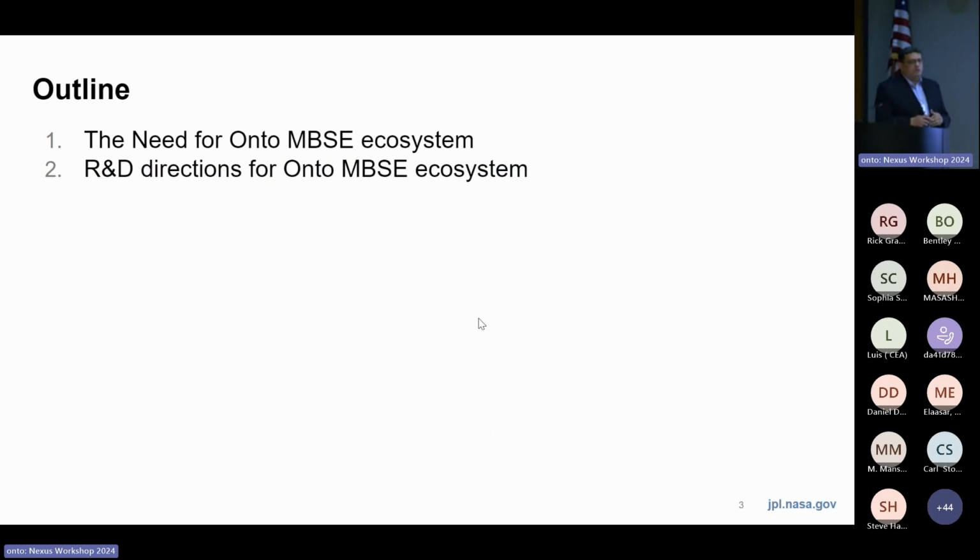So I wanted to just introduce this idea that you may have seen in the questionnaire that you had an opportunity to fill, which is the need for an ecosystem for this area of ontological modeling and analysis in the context of MBSE. So I'll speak a bit about that need, and then we talk about some of the ideas for future directions. In this case, I'll motivate them by the needs that exist, the gaps, from my perspective at least.